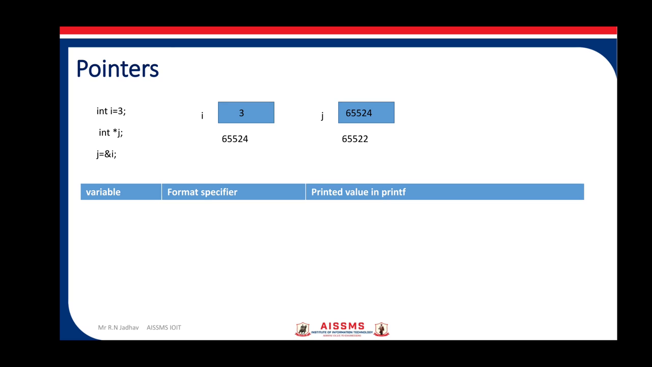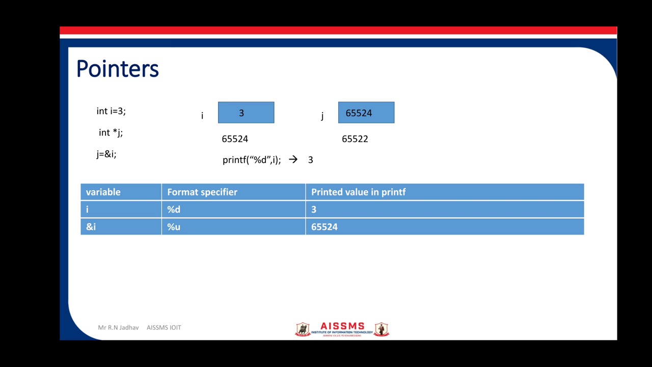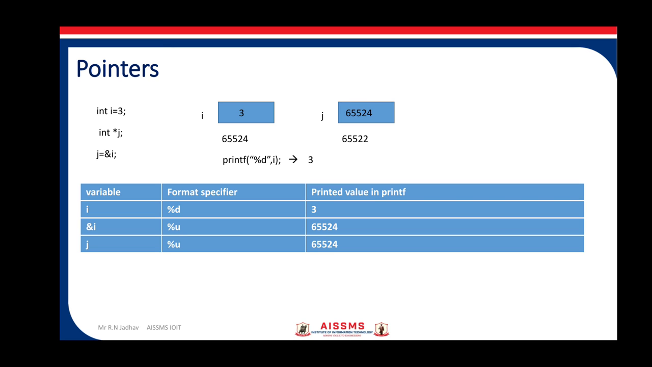Now if I want to print these values, what will be the format specifier and what should be the value? This we have seen. If I want to print the value of i, i is of type integer, so it requires the specifier %d, and it will print the value 3. If I want to print the address of i, as it is an address, it requires the specifier %u, and it will print 65524. Again, if I want to print j, j is not an integer variable, it is a pointer to an integer. So it is storing the address of i.